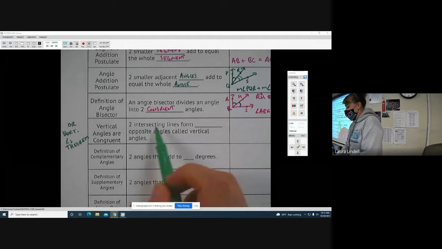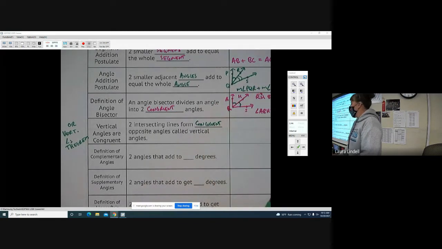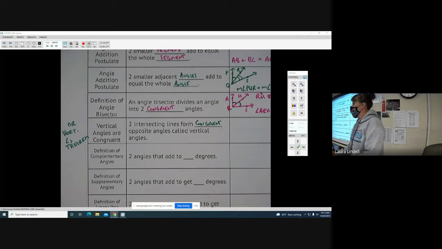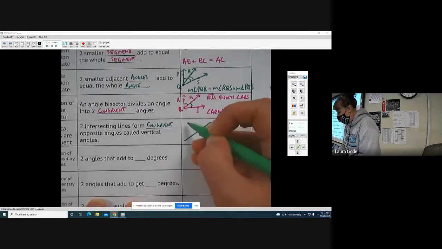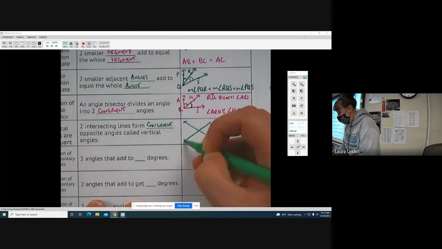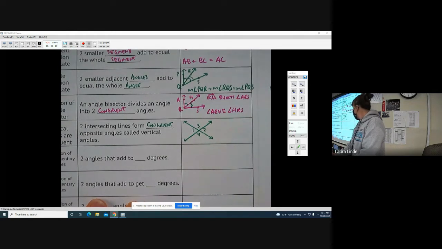It's that two intersecting lines form congruent opposite angles, which are called vertical angles. So whenever we hear vertical angles or think about vertical angles, we're thinking about this picture here where we've got crossing lines going on. Maybe I'll name them with numbers just to make it easier for us.